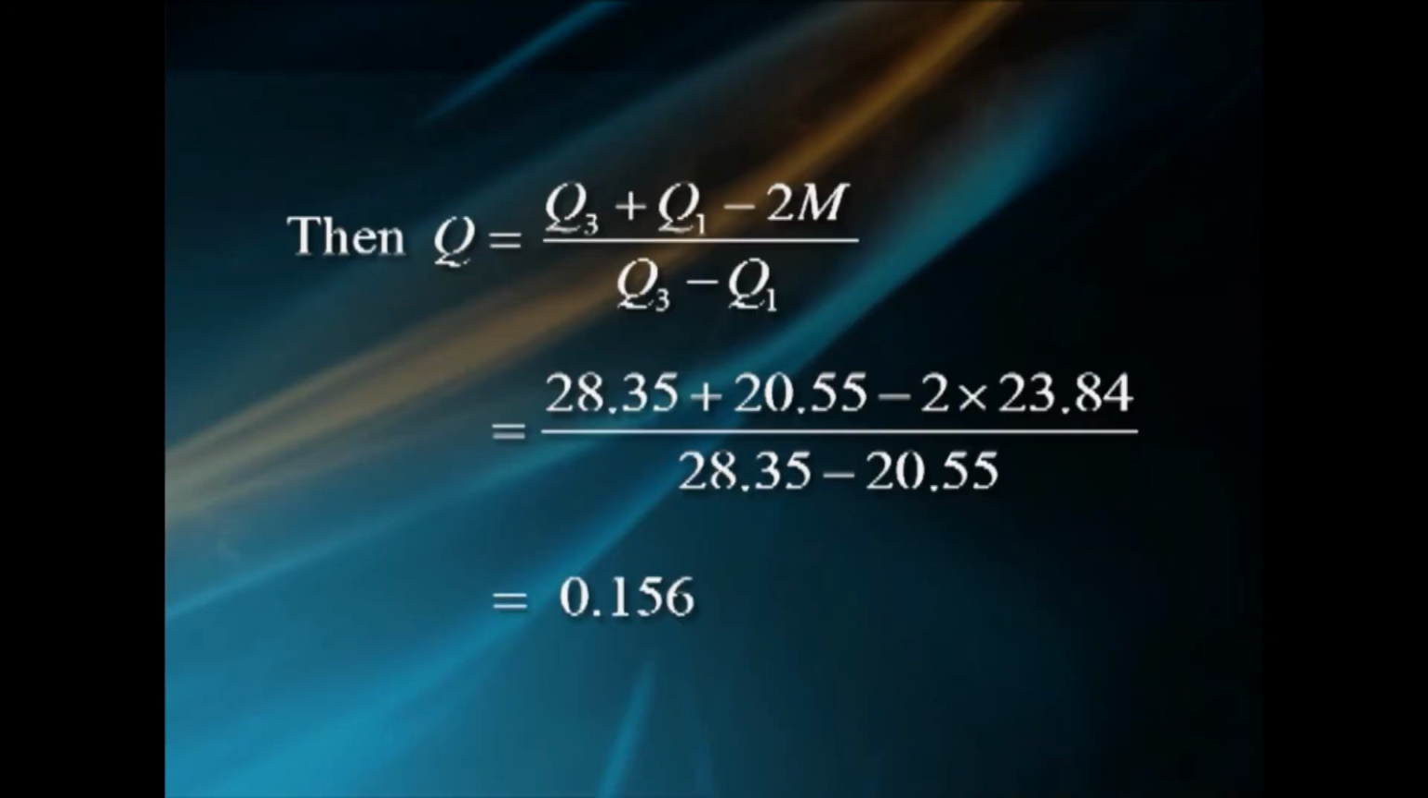Then Q equal to (Q3 plus Q1 minus 2M) divided by (Q3 minus Q1), that is (28.35 plus 20.55 minus 2 into 23.84) divided by (28.35 minus 20.55), that is 0.156. The age distribution is positively skewed.